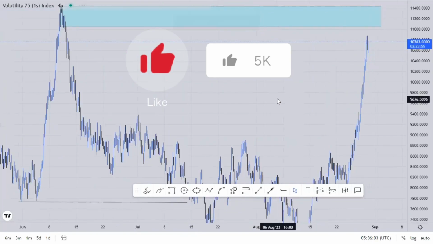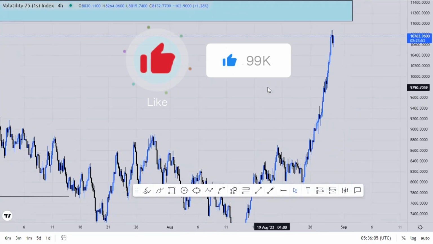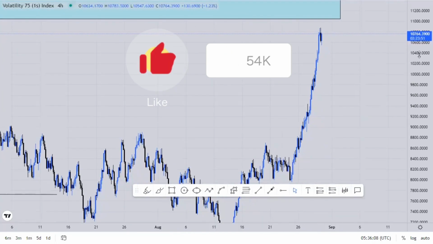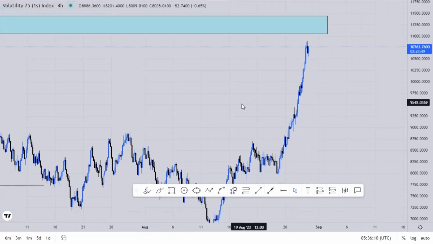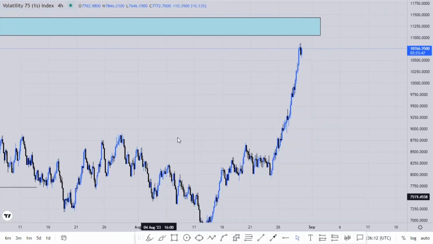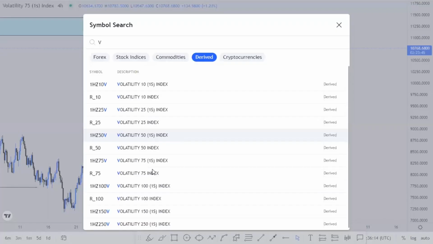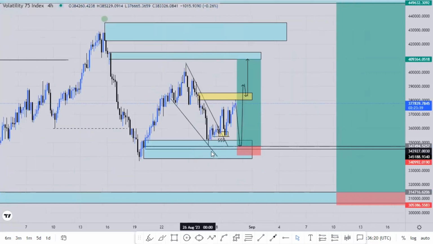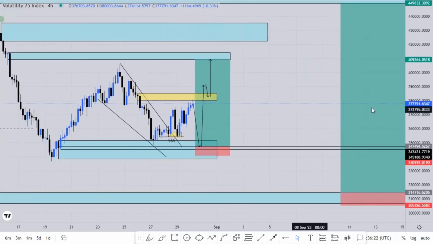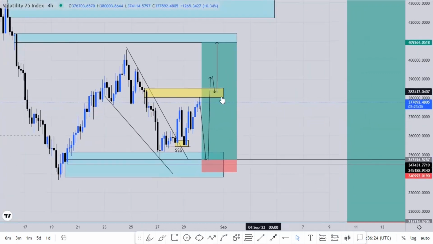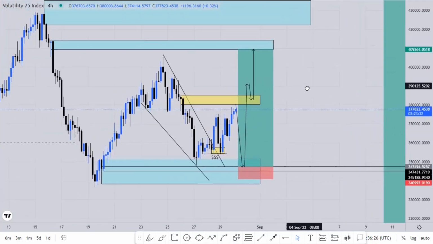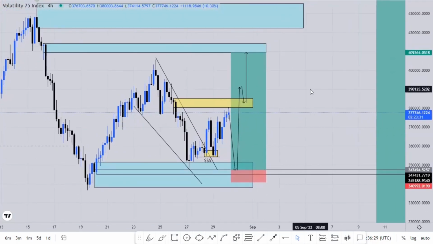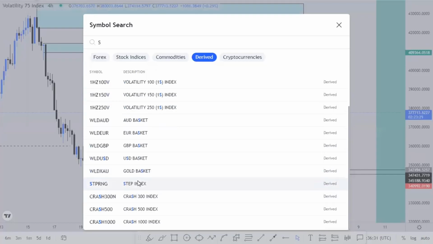So I just wanted to share with you some of the high probability synthetic indices pairs, or setups, that we're having for this entire week. We are currently in some positions already. We're currently in some positions on Volatility 75. We're currently in buys. We have an expected pullback before continuation upward. So I'm not going to talk about that.